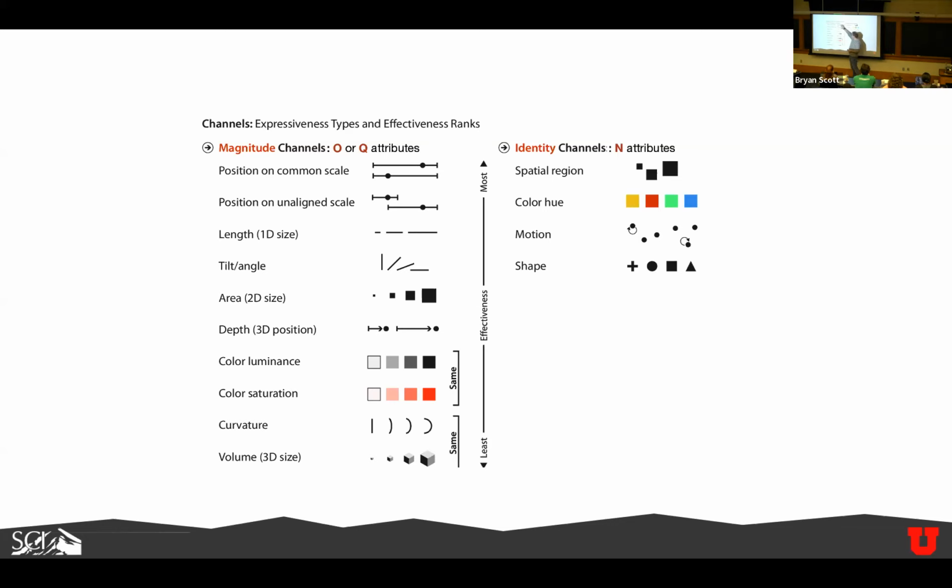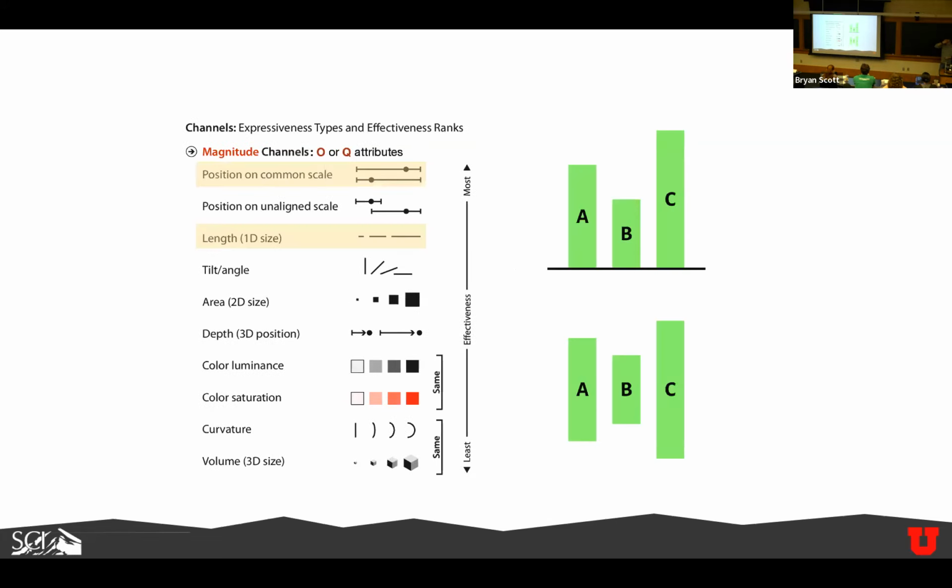So what this is saying is that things that use position are going to be more effective than things that use color. In general, there are specific cases where that is. Okay. On the left here, we have things that are quantitative in nature, and these are categorical. Okay. Let's look at some of these in practice.